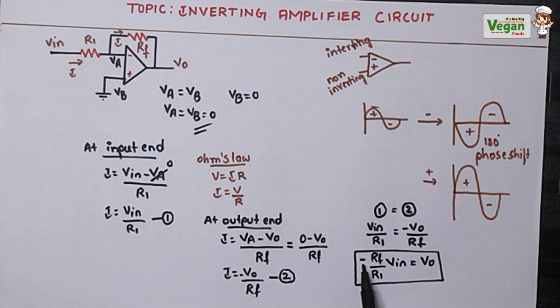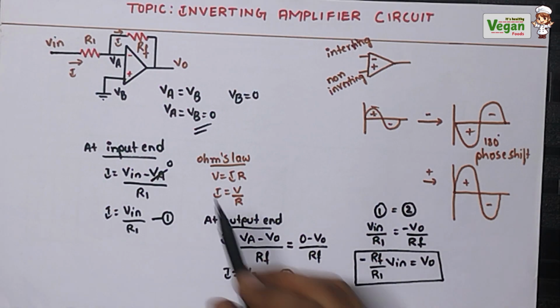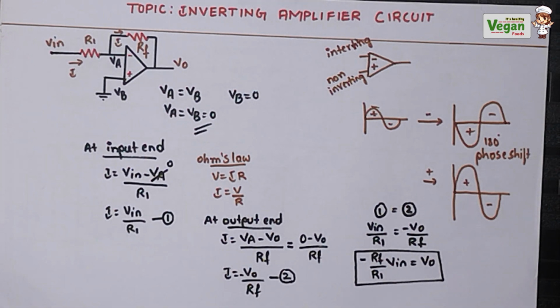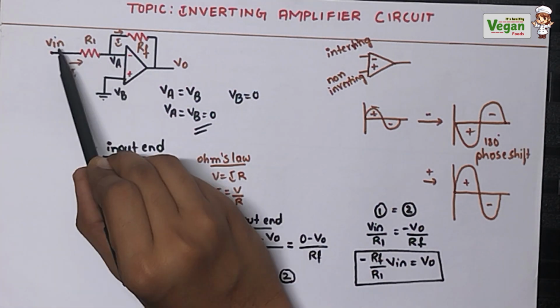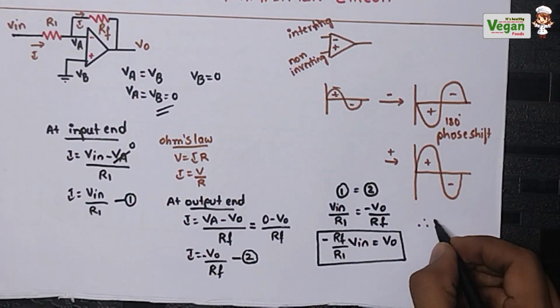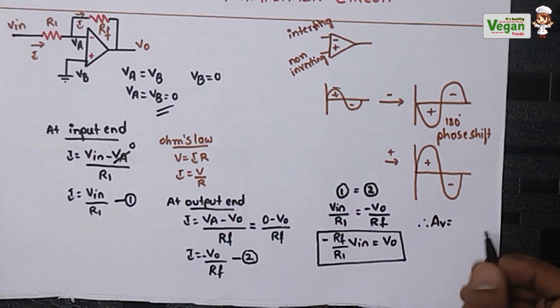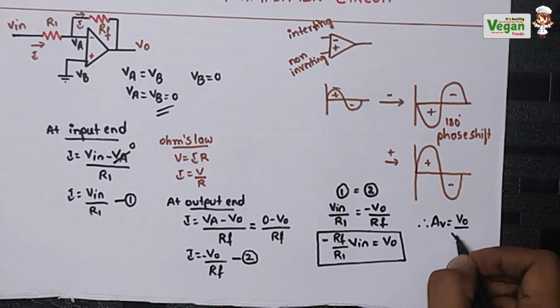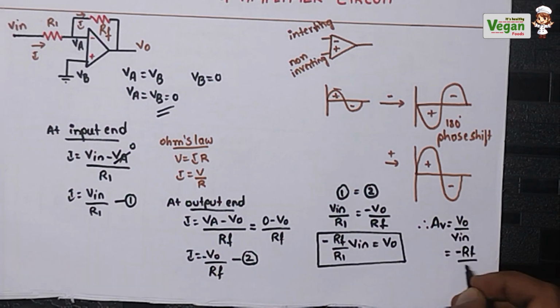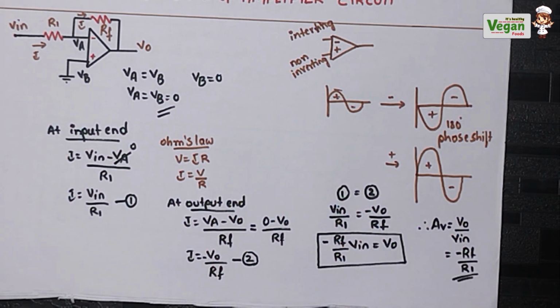What is the negative sign representing? It represents that the input is given to the negative terminal of the operational amplifier. So the inversion of the input voltage will be the output voltage. Next, what will be the voltage gain, that is AV? Voltage gain is equal to output voltage divided by input voltage. If I send the input voltage to this side, it goes to the denominator. Therefore, what will be left is minus RF divided by R1. So this is the voltage gain of the inverting amplifier circuit.